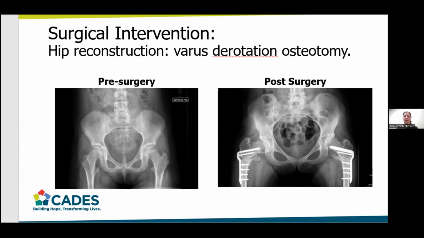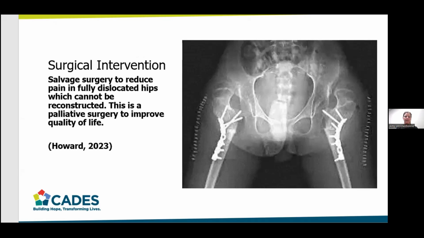You can see the extensive hardware used. This can be removed if it is causing pain after about 18 months after the surgery. The incidence of dislocation after this surgery is approximately 5%. As the hips dislocate, the head of the femur changes shape so significantly that it can't be restored. As a result, surgeons perform a salvage surgery as a palliative management to reduce pain and improve quality of life.